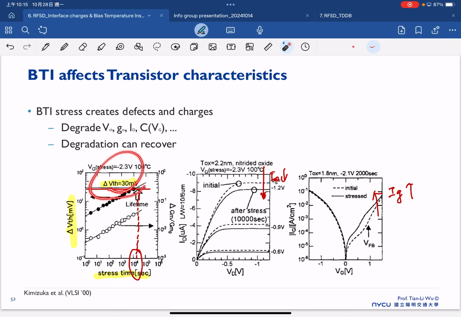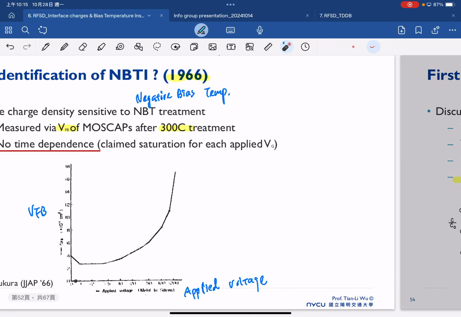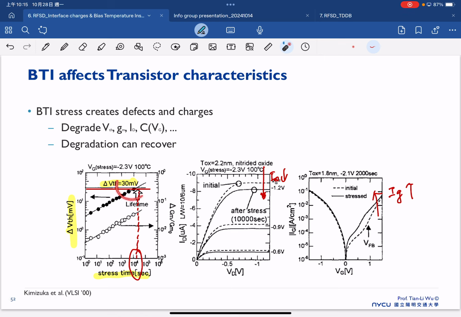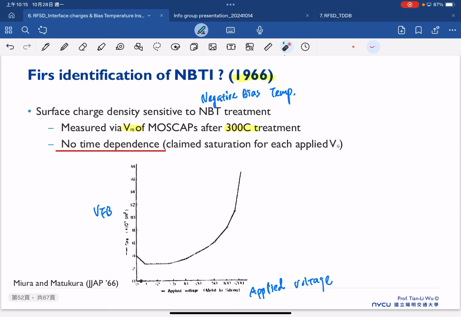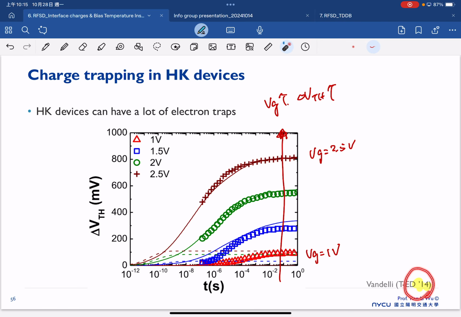But if you use this criteria, and now you look at this paper in 2000, criteria for 30 millivolt, the lifetime is only 10^4. This is seconds, not hours. But now, if you look at this graph, this is 2014. Where is the 30 millivolt? If we set the criteria for 30 millivolt, that's here. So that means our device can be only used for 10^-10 second. So that's extremely short time. So if this is a technology in your product, that means 1 second will kill your device.